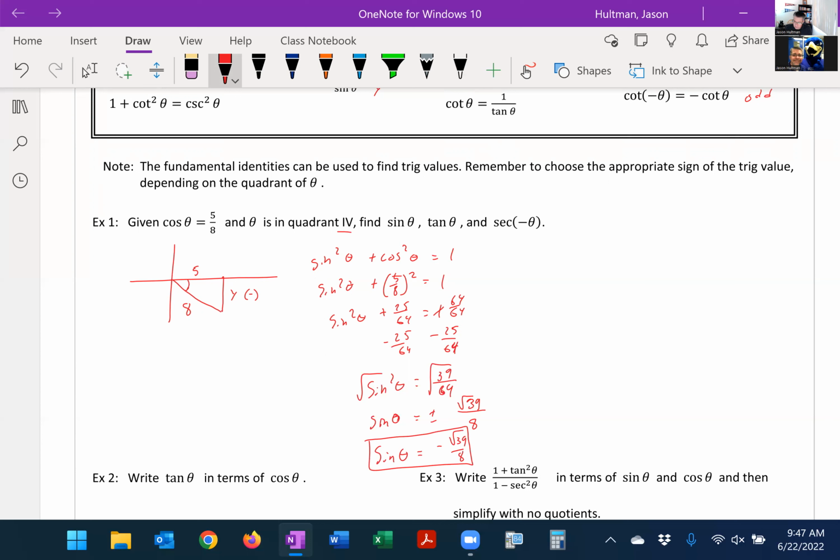Let's do the tangent value. The tangent of theta is going to be equal to the sine of theta over the cosine of theta. The sine of theta we just found to be negative radical 39 over 8, and the cosine was 5 over 8. Now if I multiply both top and bottom by 8, I can cancel out those 8s. And so this just becomes negative radical 39 over 5.